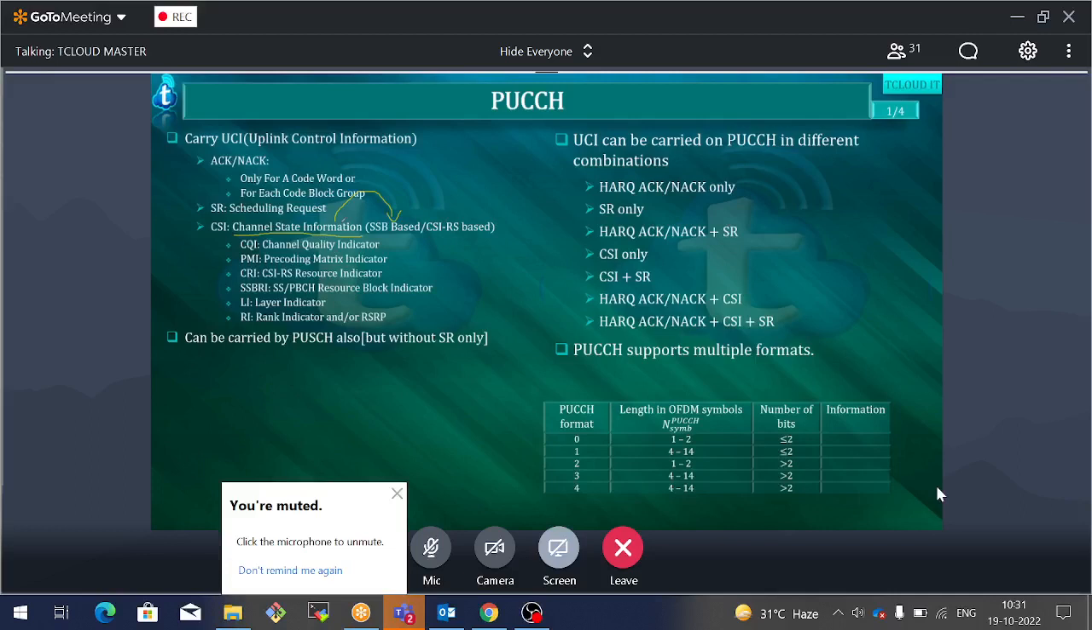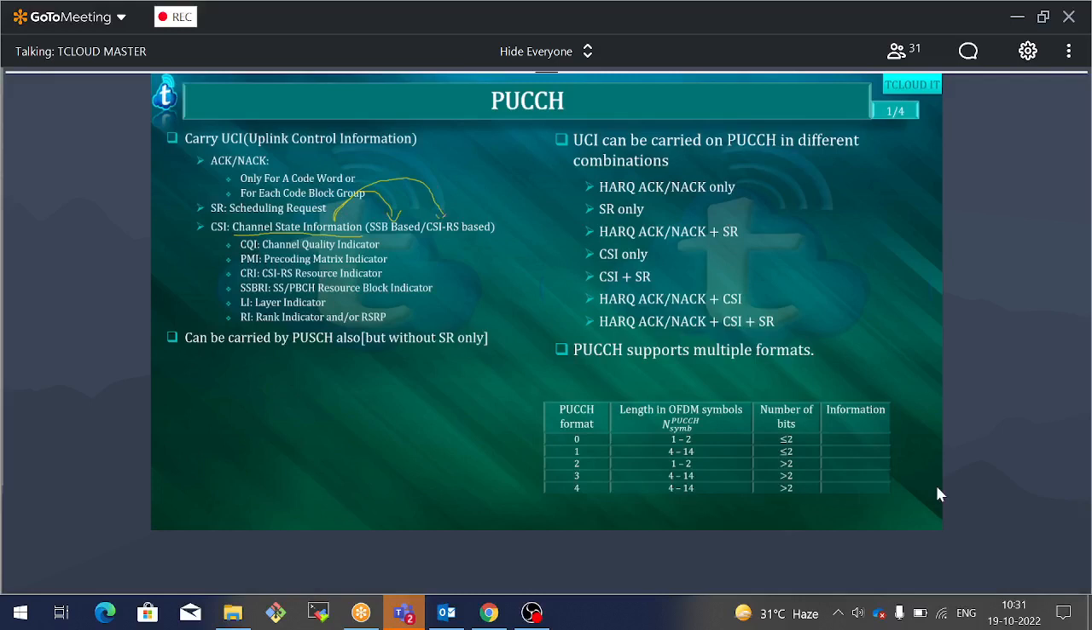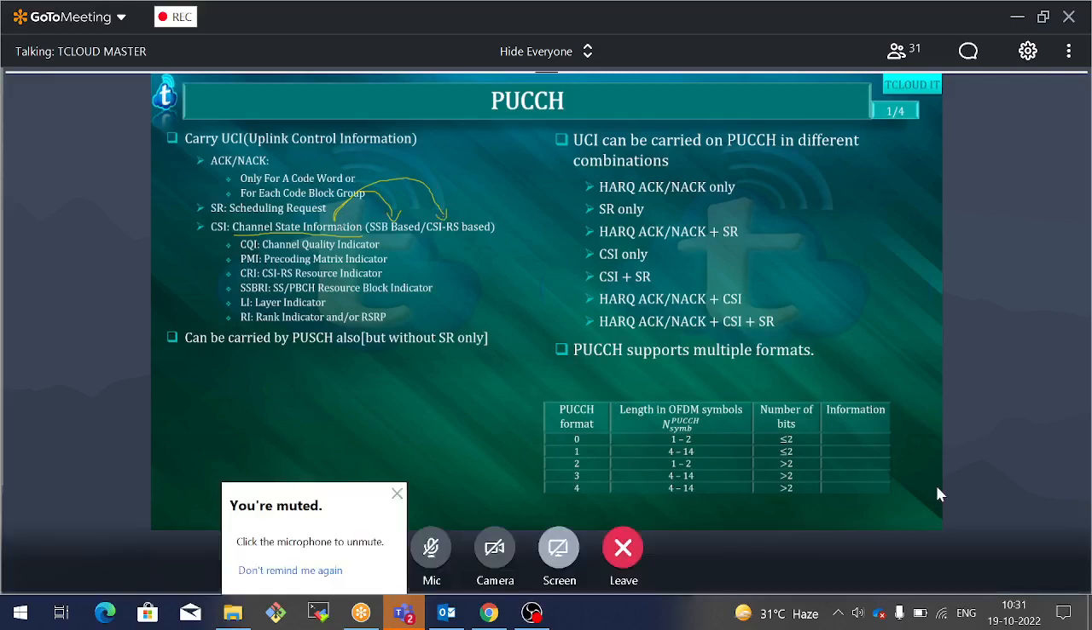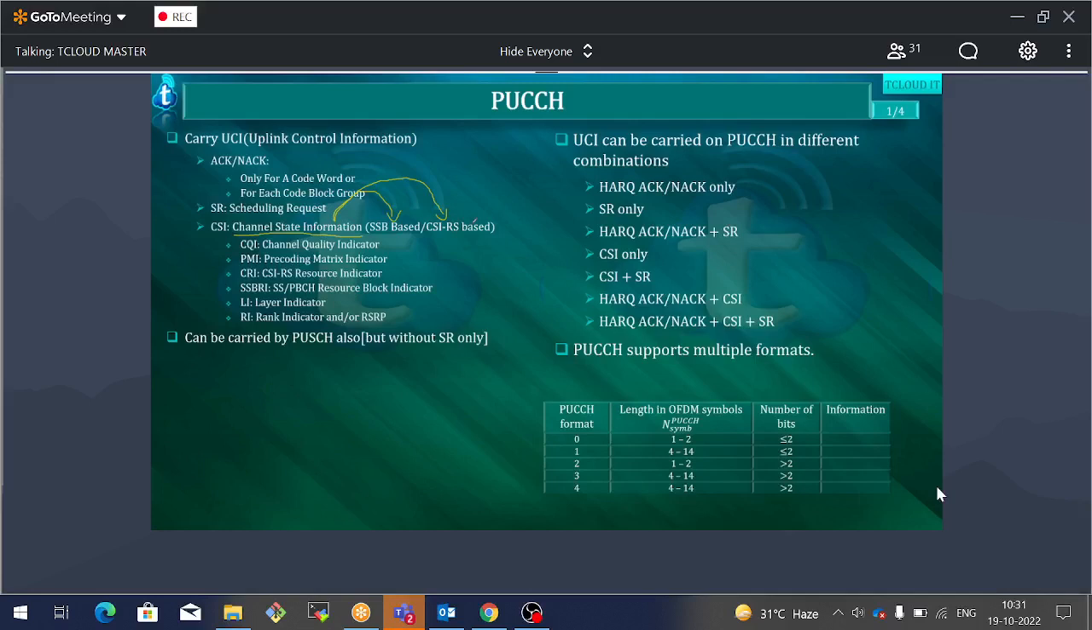Which one is better? Is it better for the gNodeB to ask the mobile equipment to measure the channel state conditions on the SSB block, SS block, or special symbols called CSI-RS symbols that are transmitted in the downlink direction? Which one is better? SSB is kind of obvious. It is going to be transmitted mostly all the time, continuously.